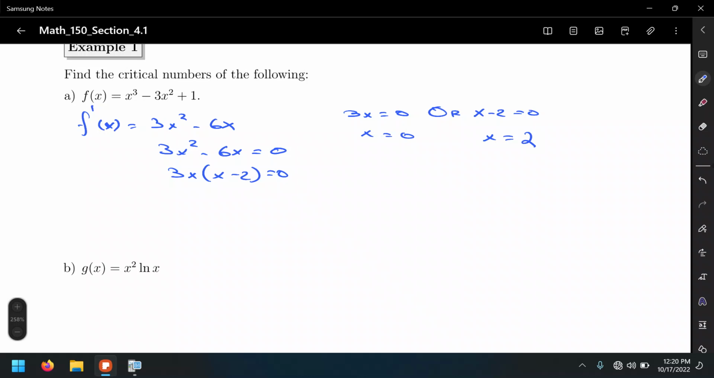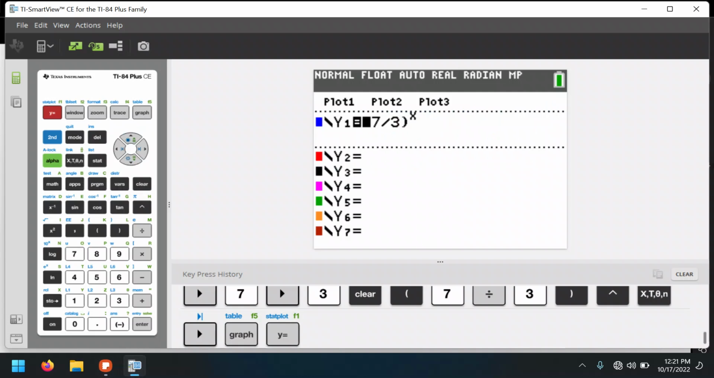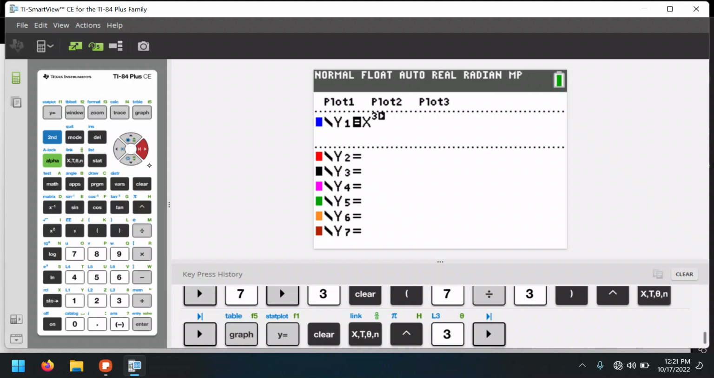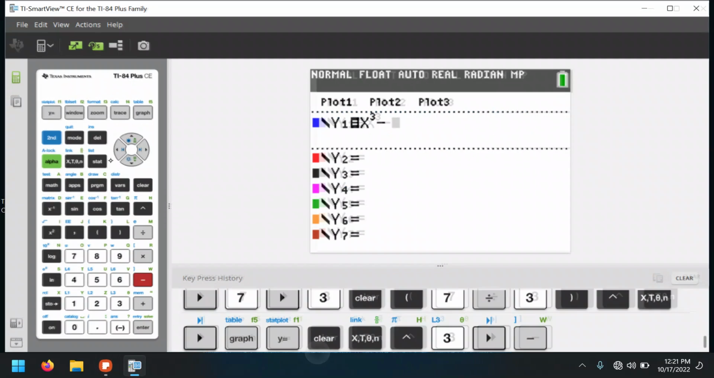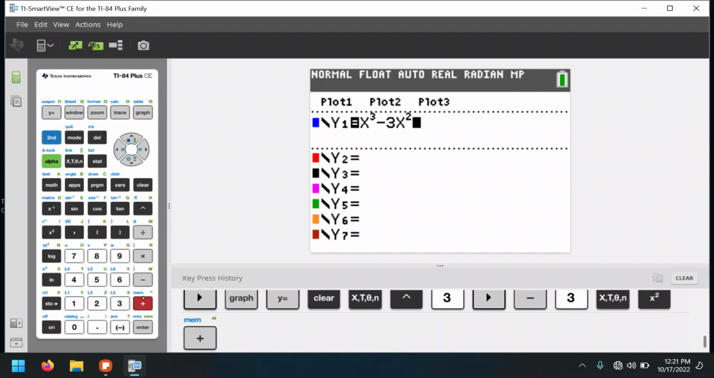All right, just so we don't feel like we're just crunching numbers, derivatives, and expressions and all that, how about we verify this graphically? Let me graph this function so that it's clear. So x cubed minus 3x squared plus 1. And let's have a look at the graph.